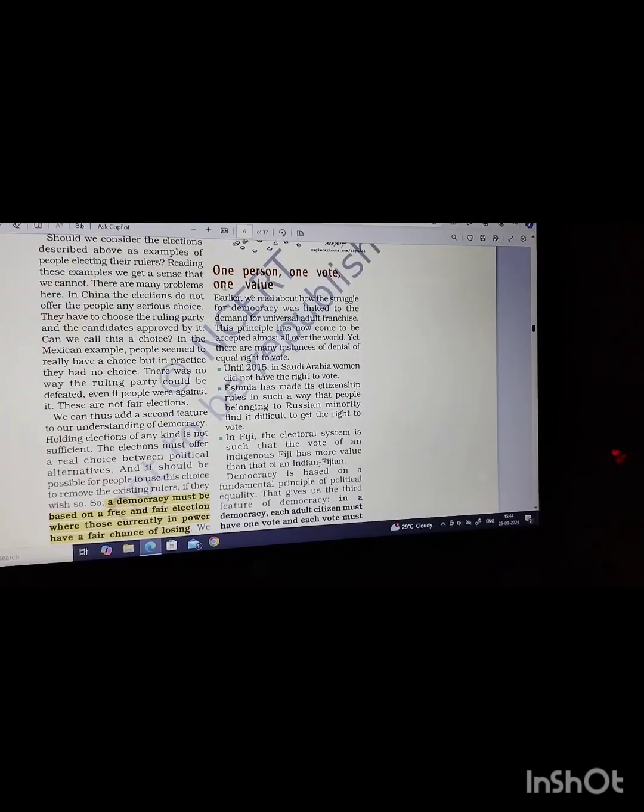Next topic: one person, one vote, one value. Earlier we read about how the struggle for democracy was linked to the demand for universal adult franchise. This principle has now come to be accepted almost all over the world. Yet there are many instances of denial of equal right to vote. Until 2015 in Saudi Arabia, women did not have the right to vote. So you can imagine, until 2015, Saudi Arabian women didn't have any right to vote. So it was totally a backward country.